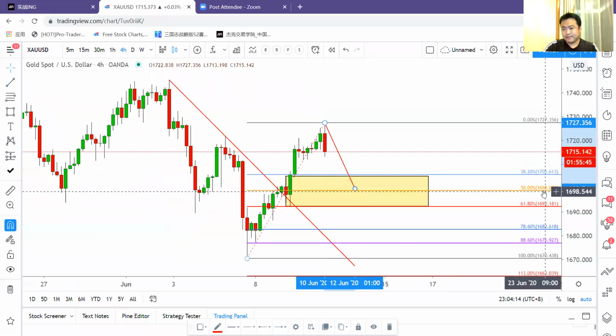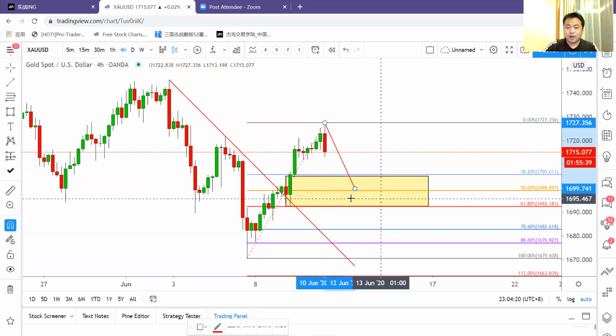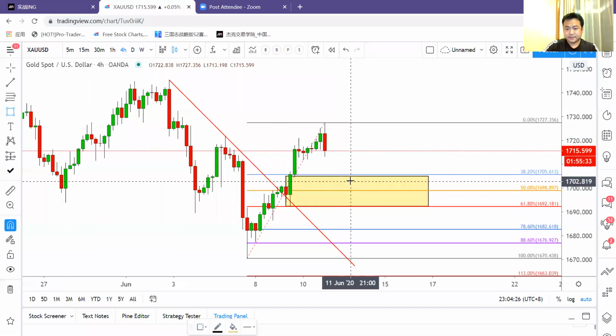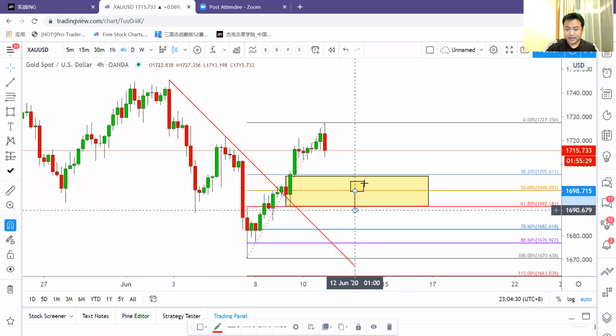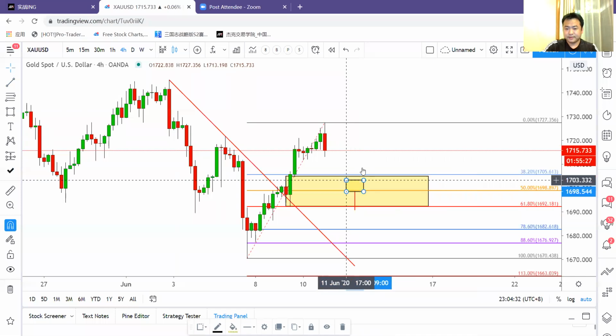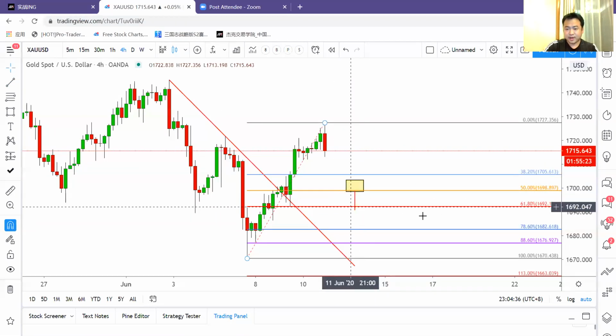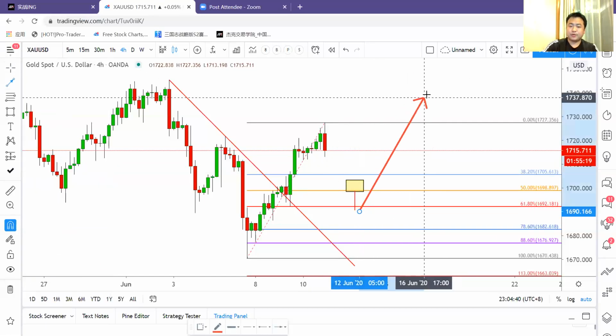Maybe 1700 is a very good level. Maybe 1692, we don't know, but watch the price action around here. Check if there's any pin bar or engulfing candle created at this place. You understand? If yes, please type 5. Give me 5. Watch for this kind of candle at this level and be ready to buy the gold again.